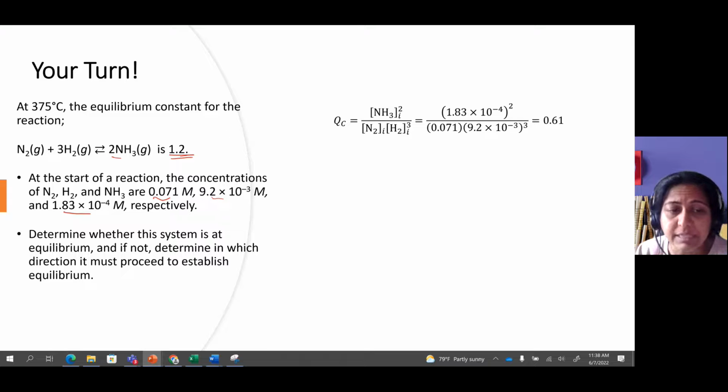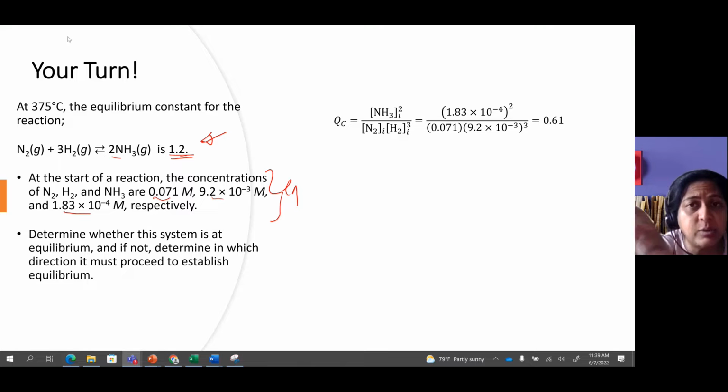Determine whether the system is at equilibrium, and if not, determine in which direction it must proceed to establish the equilibrium. Right. So these are not the equilibrium concentrations. We are given the equilibrium constant, but these concentrations were not listed as equilibrium concentrations. So what can we calculate?